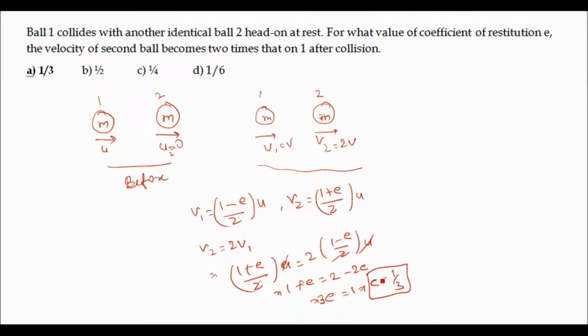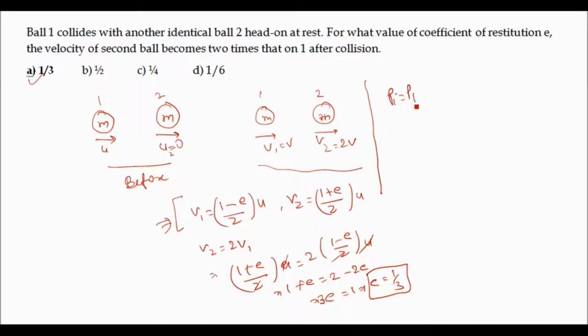So e comes equal to 1 by 3, or the coefficient of restitution of the ball will be equal to 1 by 3. So this is the problem based on the formula we have derived. If you don't remember the formula, you just go through your basics, and the basic is the conservation of linear momentum.